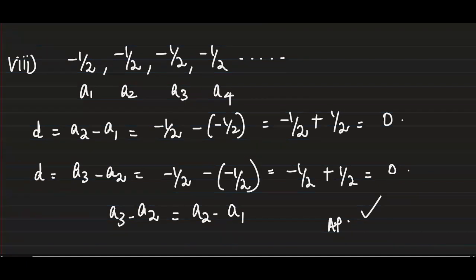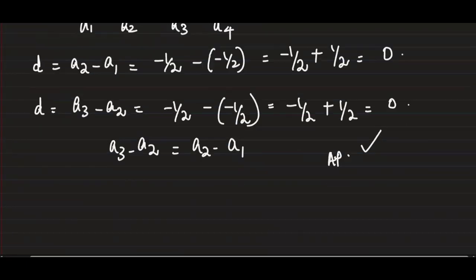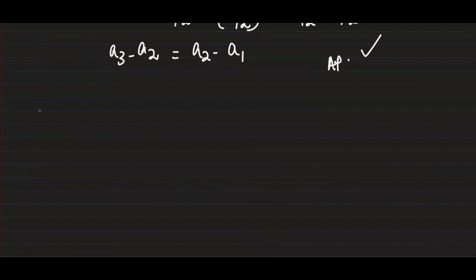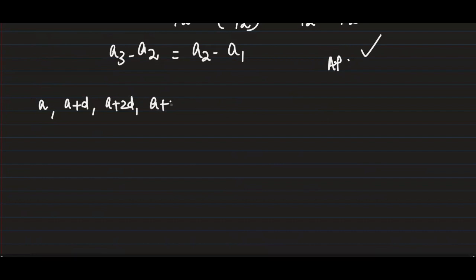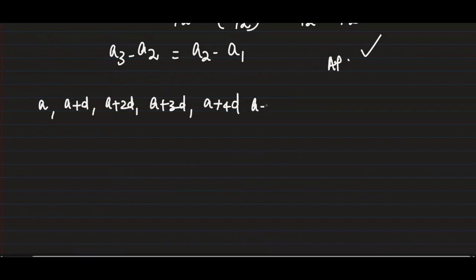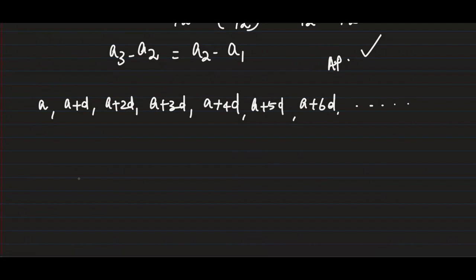So A value is -1/2, D value is 0. So we'll use the general form A plus D, A plus 2D, A plus 3D, A plus 4D, A plus 5D, A plus 6D, and so on. First term, second term, third term, fourth term, fifth, sixth, and seventh. So we are going to find the fifth term, this one.